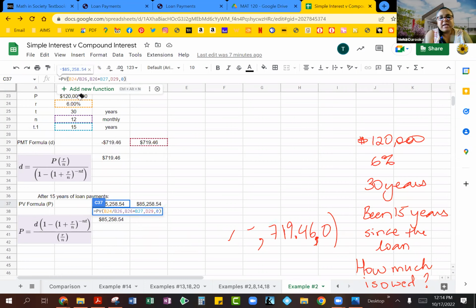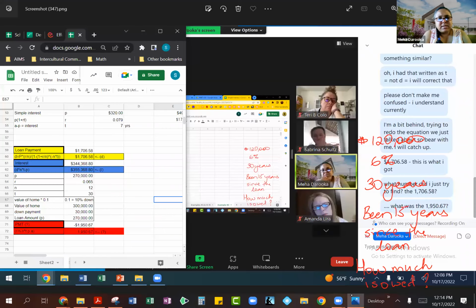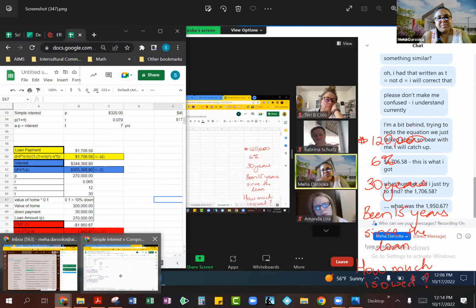Okay, anybody else have a question on this example, guys? Okay, Sabrina, I see your message in there. Yeah, because your interest and the D times N times T minus P, obviously it's the same calculation. So those numbers should be the same.